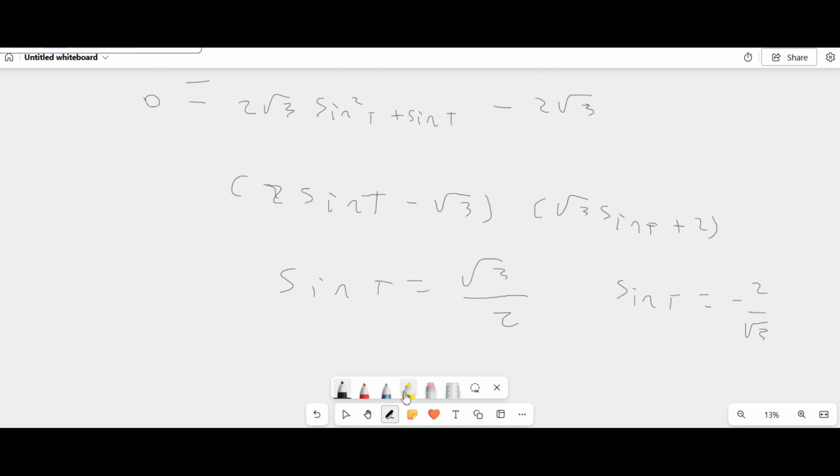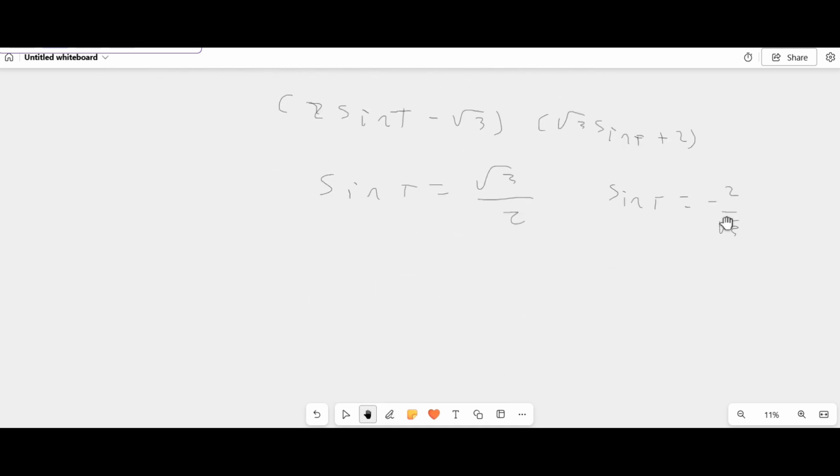Negative 2 over root 3, you can't sine inverse that because it's bigger than 1. So I can only use this solution. Alright, cool. And so therefore, sine inverse of root 3 over 2, you're going to get t is equal to pi over 3. And then do pi minus pi over 3 to get the second solution, which is 2 pi over 3.